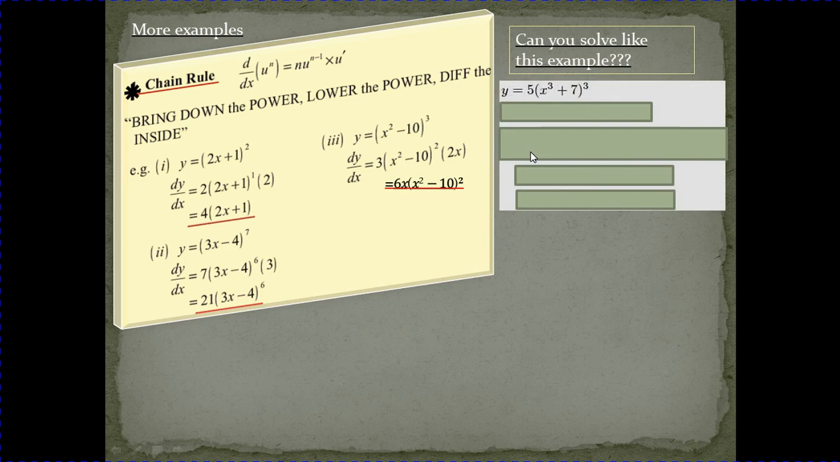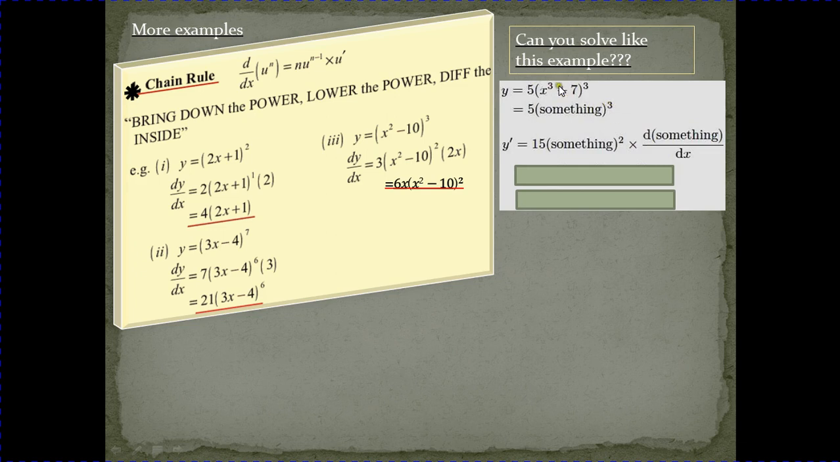Let's see. y equals 5 bracket x cubed plus 7 all power 3. First step, if you change it in this form, put 5 again, and this bracket will be something power 3. Then how to solve y dash, it will be 3 multiply 5, 15, and something power 2, subtracting 3 minus 1, and differentiate the something. It will be d by dx of something. Then it will be 15. Something is x cubed plus 7 all power 2, and differentiate the inside. It will be 3x power 2 plus 0, because differentiation of 7 it will be 0.